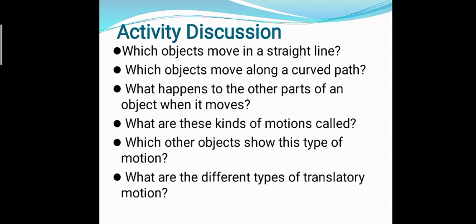Now there are some questions based on this activity. Which objects move in a straight line? Which objects move along a curved path? What happens to the other parts of an object when it moves? What are these kinds of motion called? Which other objects show this type of motion? And what are the different types of translatory motion? Again, you can pause the video and try to write these answers in your notebook.